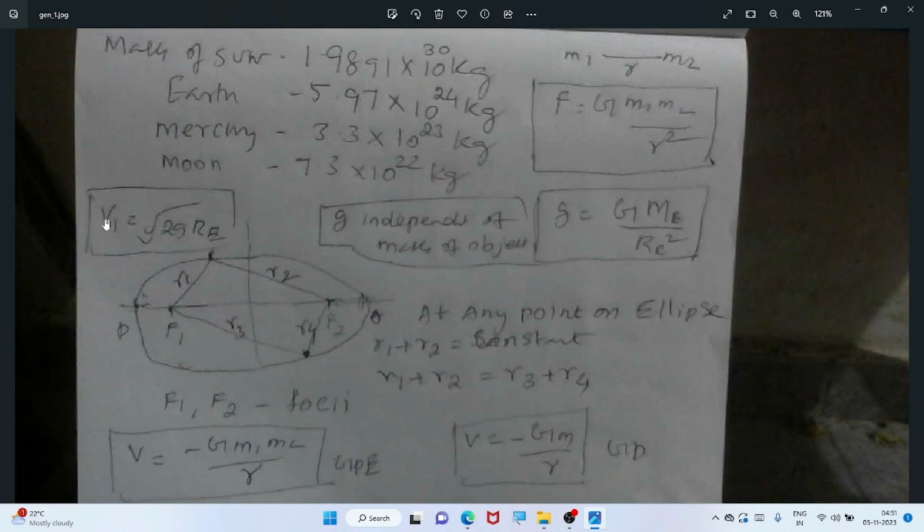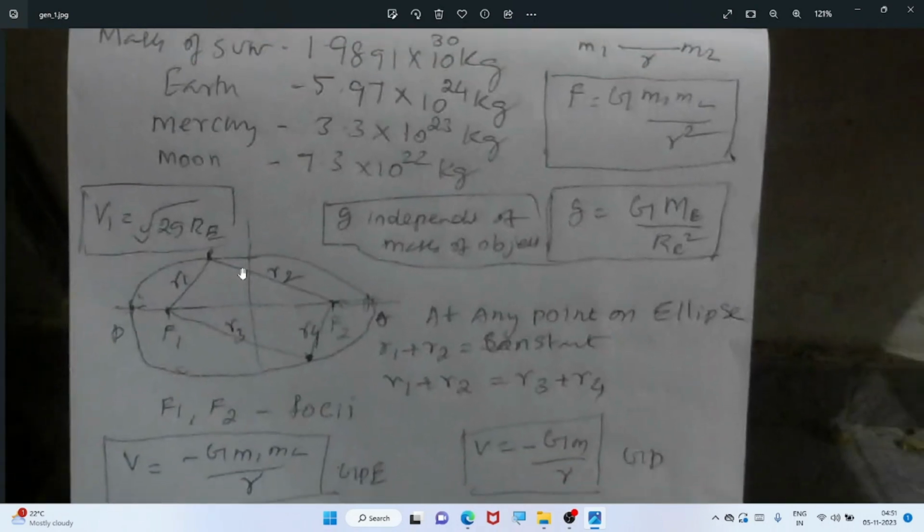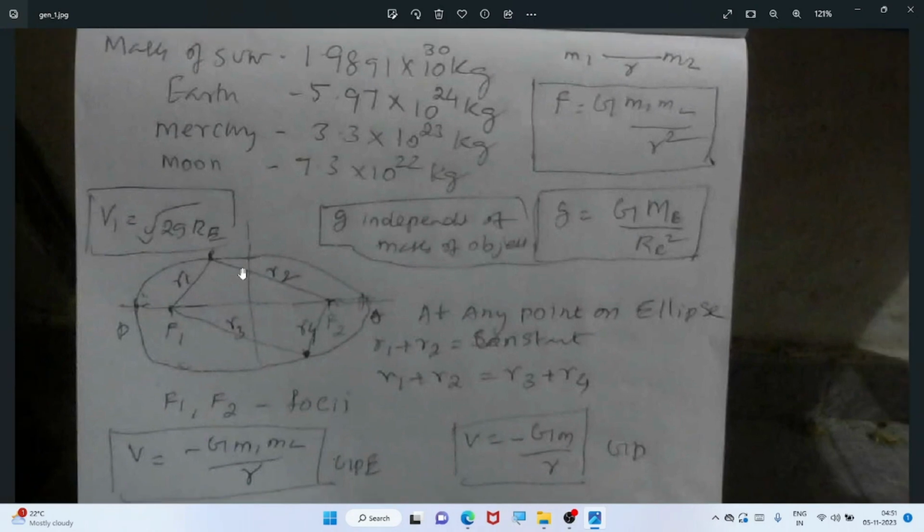This is the escape velocity, root of 2 g R e. If you want an object to leave the earth's gravity, you have to launch it with this escape velocity. Only then will it escape from the earth's gravity. So a rocket follows this formula.